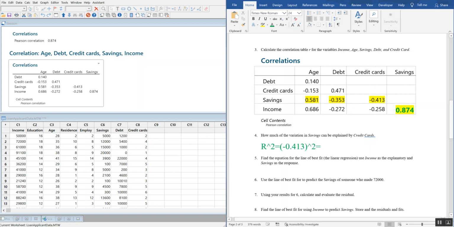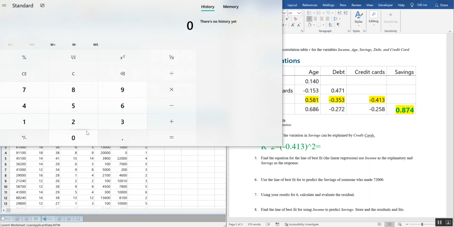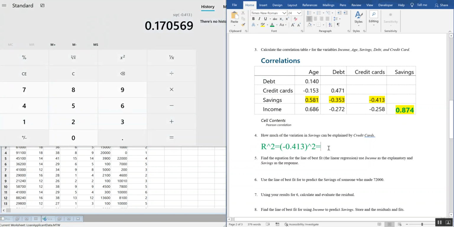When you square that, you will get a number. Let's calculate it. 0.413, make it negative, square it. Ooh, that's small. 0.01706. I'll round it to there.